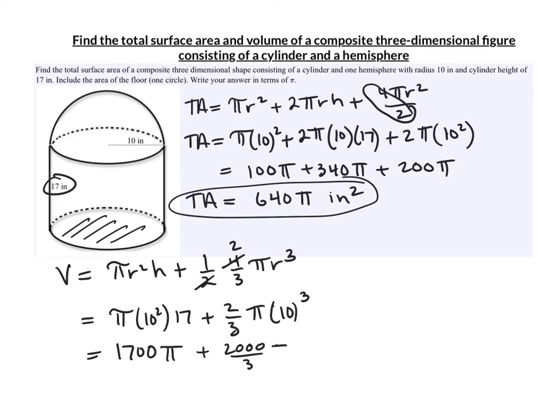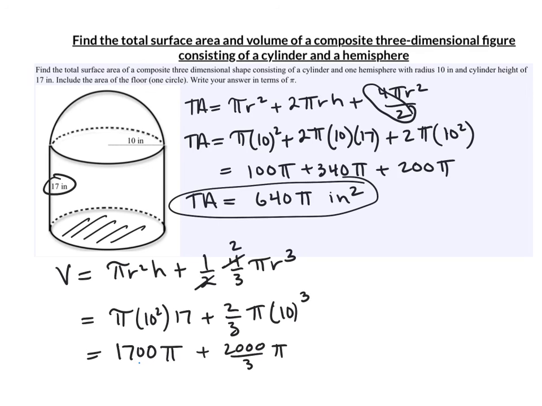2,000 thirds pi. Now you could get a common denominator and add them, and the process would be you put this over 1 and to get a common denominator you multiply by 3 over 3. You'd take 3 times 1,700 plus 2,000 and put all that over 3, common denominator, and then pi, and that would be your answer as a fraction.